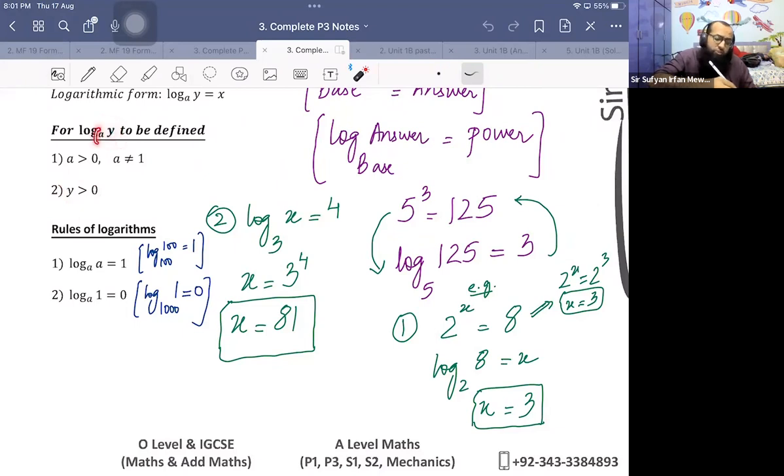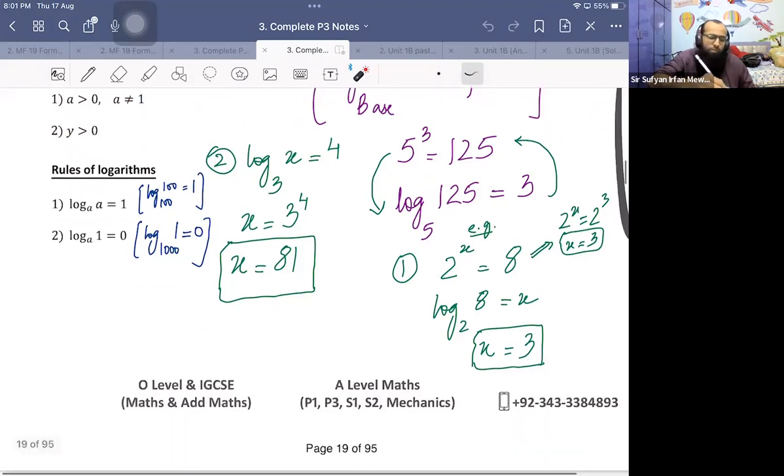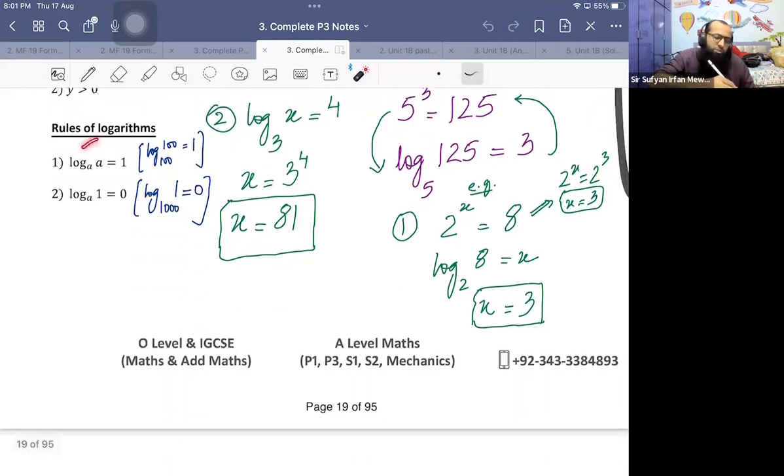The base has to be positive, the answer has to be positive, and the base can take all the positive values except 1. Then we discussed the rule log of a with the base of a equals 1. If the base and the answer both are same, this means the power is 1. So that is why log of 100 with the base of 100 is 1. Log of 50 with the base of 50 is 1.